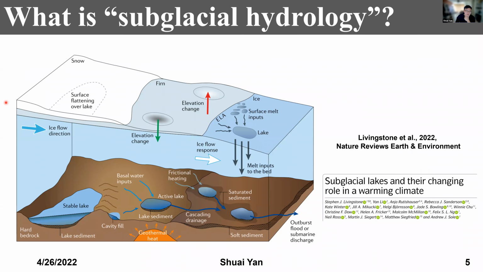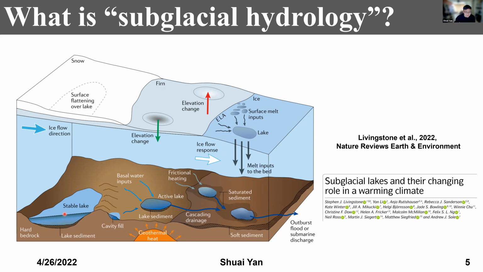So here's a more beautiful graph, a more comprehensive demonstration. A few things I want to point out here is that those lakes beneath ice sheet, they come in different sizes. There are bigger ones, because they're bigger in size, it takes them longer to drain and fill, so they tend to be more stable, as shown here, stable lakes.